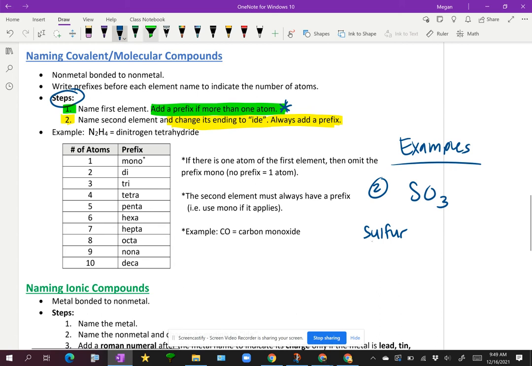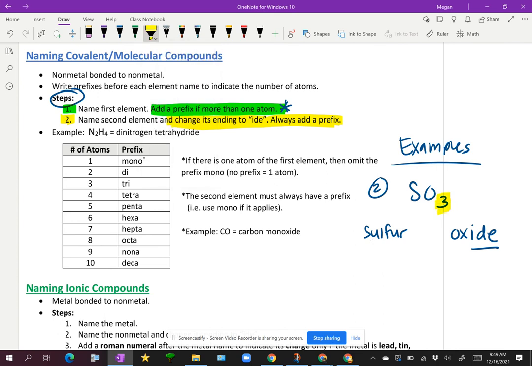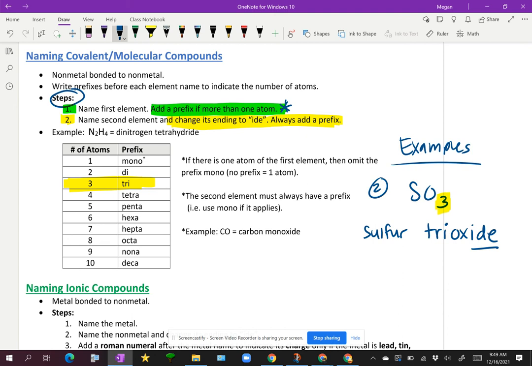All right, step 2. Let's take a look at the second element. I have oxygen. But instead of writing oxygen, we're going to change it to oxide. And I have 3 oxygens in the chemical formula. And so the prefix for 3 is tri. So we're going to insert the word tri in front of oxide. And so this compound is called sulfur trioxide. And again, I do not put that word mono for the first element because it's understood that there is 1.